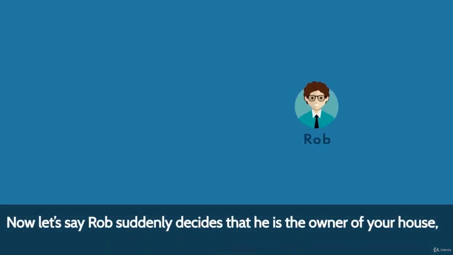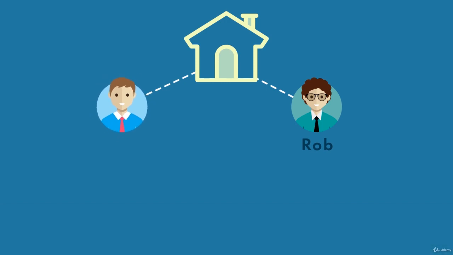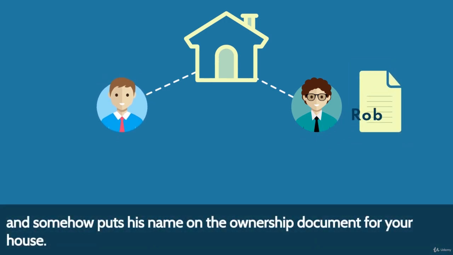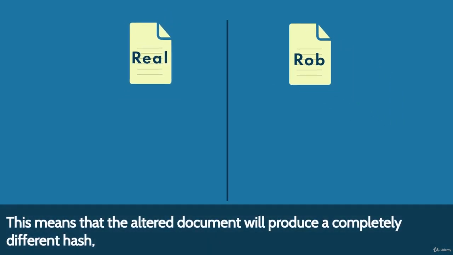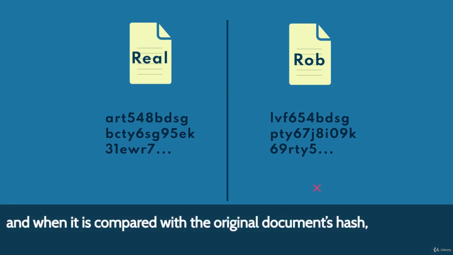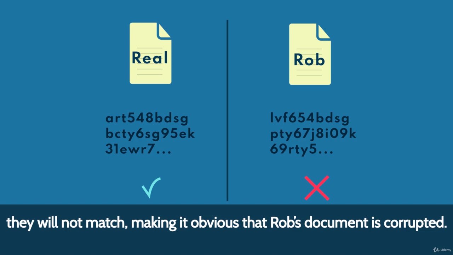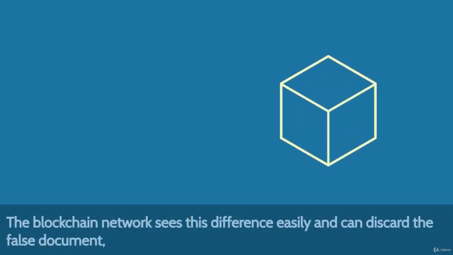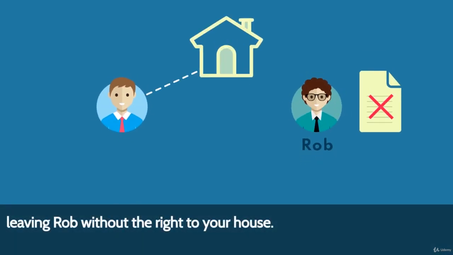Now let's say Rob suddenly decides that he is actually the owner of your house and puts his name on the ownership document. This means that the altered document produces a completely different hash, and when it is compared with the original document's hash and they do not match, it is obvious that Rob's document is corrupted. The blockchain network sees this difference easily and can discard the false document, leaving Rob without the rights to your house.